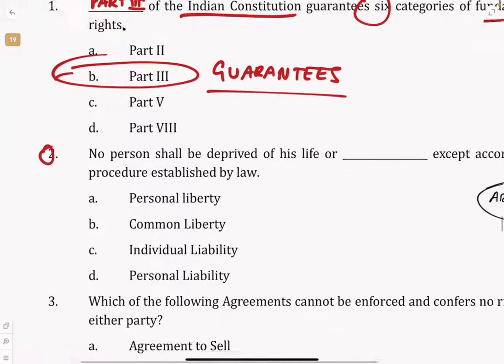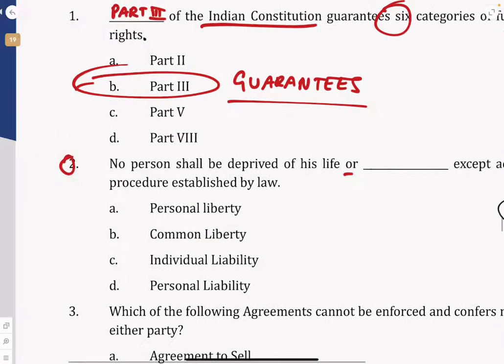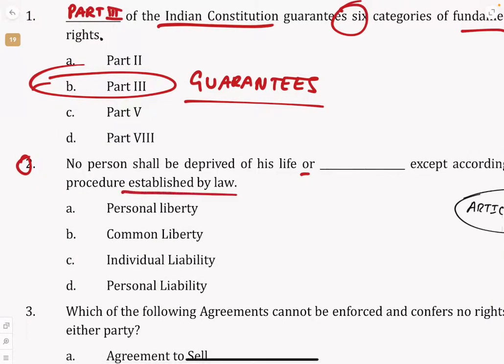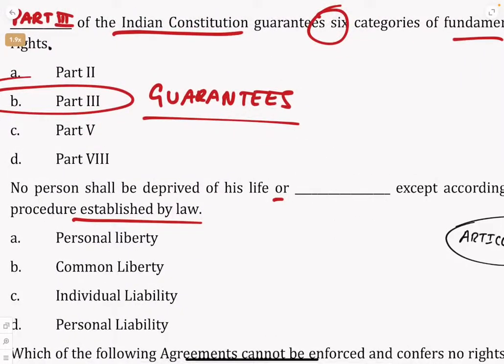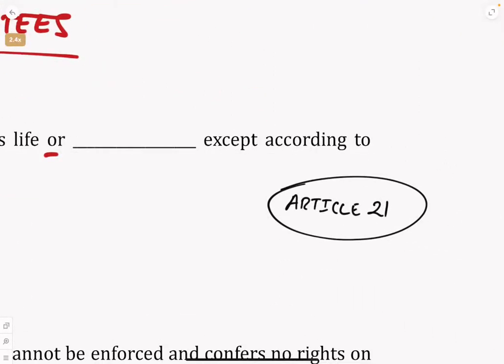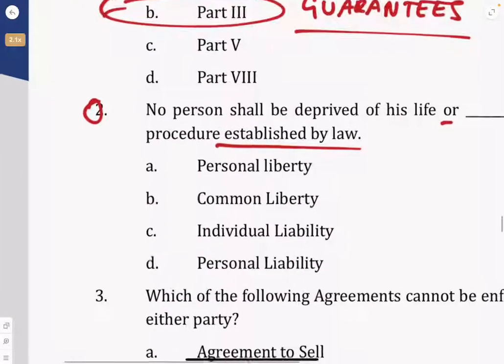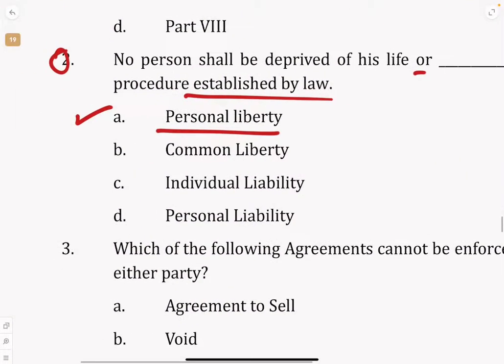Second question is, no person shall be deprived of his life or dash except according to the procedure established by law. So no person shall be deprived of his life. So now we know that it is a fundamental right. It is Article 21. So Article 21 of the Constitution says right to life and personal liberty. It is not common liberty. It is not individual liberty. It is not personal liability.